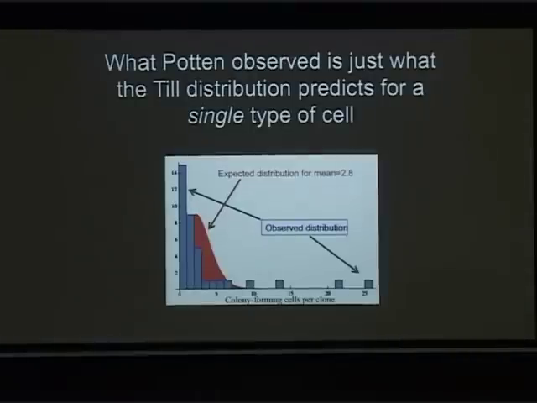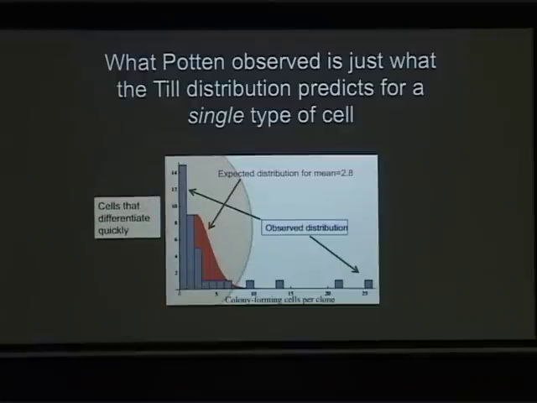And the reason it's all wrong is because what Potton saw is exactly what the Till distribution predicts for a single type of cell that's dividing stochastically, right? Most daughters will eventually extinguish, and some will expand up and take over. So essentially he just saw, 10 years after Till, the distribution that Till predicted for a single cell type, but because he was unaware of it, he said, well, there seem to be quick extinguishers and late extinguishers, and so therefore there must be 2 different cell types. And it really wasn't, right?